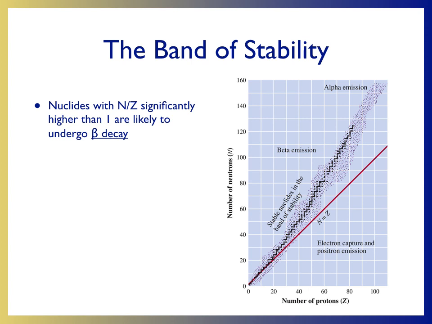If the ratio between the number of neutrons and number of protons is significantly higher than 1, we can predict that in order to reach stability, that nucleus will undergo beta decay. This is because beta decay converts a neutron into a proton. Therefore, it lowers the ratio between the number of neutrons and the number of protons, the N to Z ratio. Nuclei with a higher number of neutrons will therefore undergo beta decay to get closer to the band of stability.